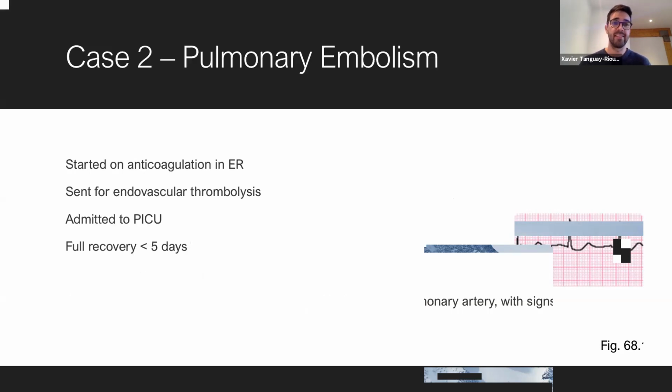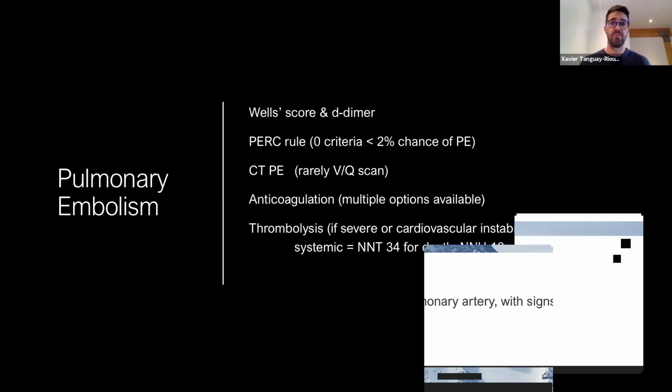So for that case, we started the patient on anticoagulation, and we discussed with IR, and they went for endovascular thrombolysis. And it worked very well. The patient was admitted to PICU, but she had a full recovery of her cardiac function within 5 days of the event. So pulmonary embolism, you all know about the Wells score and the D-dimer.